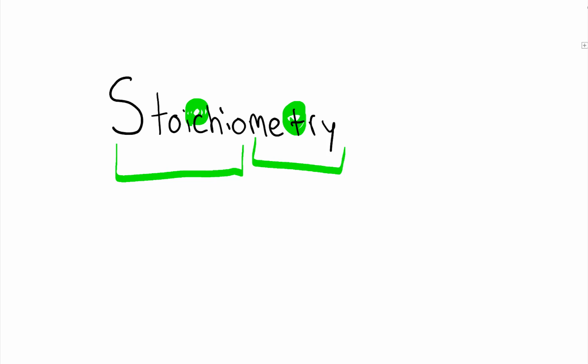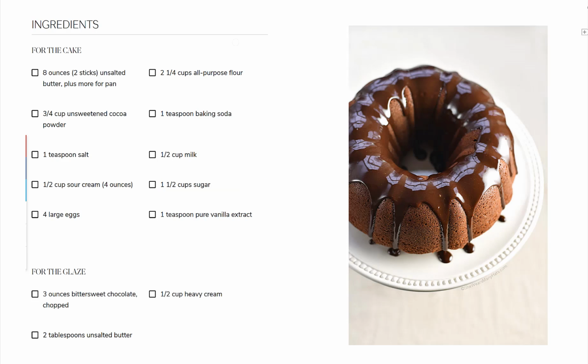To explain it, I'll use a metaphor. It's sort of helpful. This is a recipe for a cake. You add 8 ounces of butter, 3/4 of a cup of cocoa powder, etc., and then you put them all together, you put it in the oven, and you get a cake. This specifically is a chocolate bundt cake. It looks really good to me, at least.